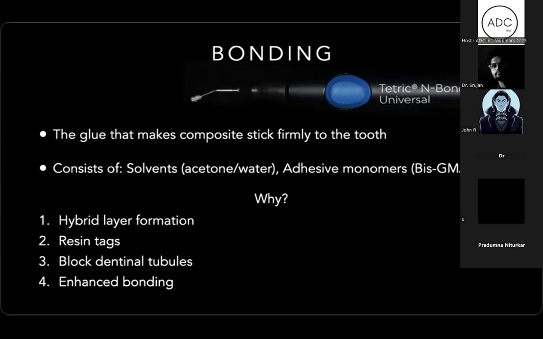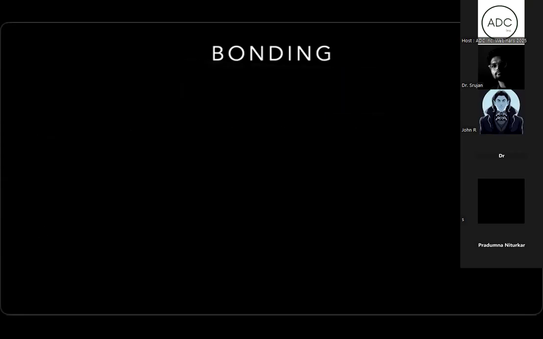Now, let's understand why we do bonding. Hybrid layer formation, like we spoke earlier, resin tags, and again, I'm going to talk about resin tags. Third point is it blocks the dentinal tubules. What is it going to do? It is going to prevent any sensitivity, right? And fourth point, obviously, is enhanced bonding again, right?